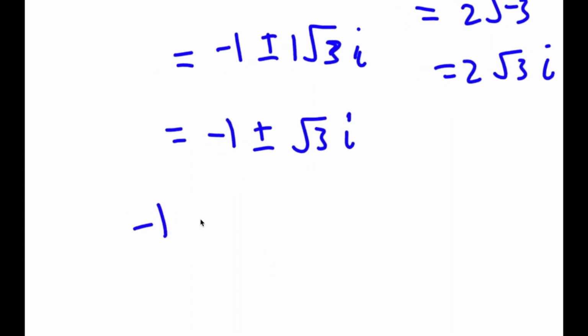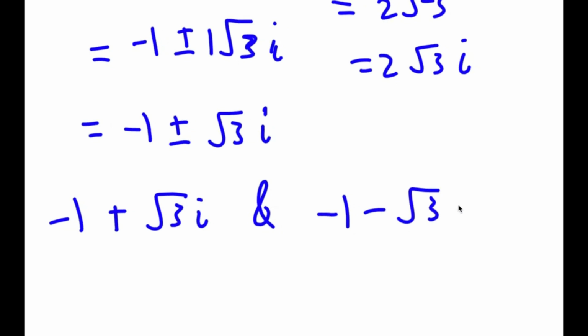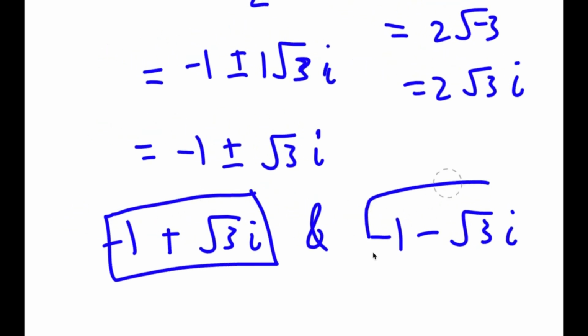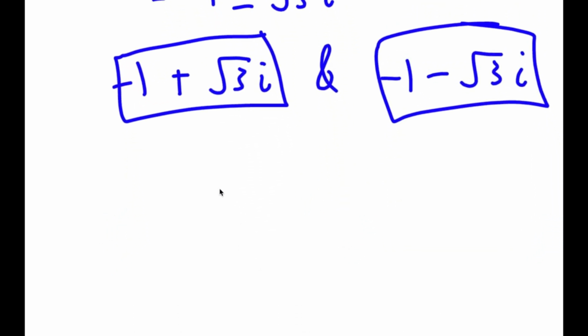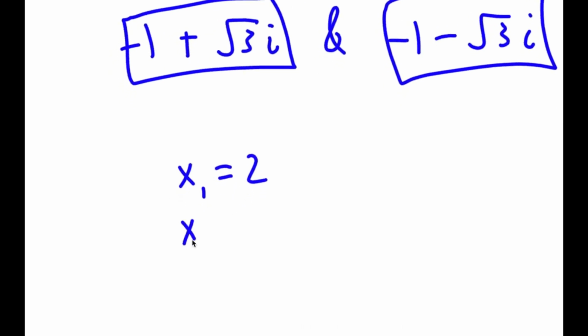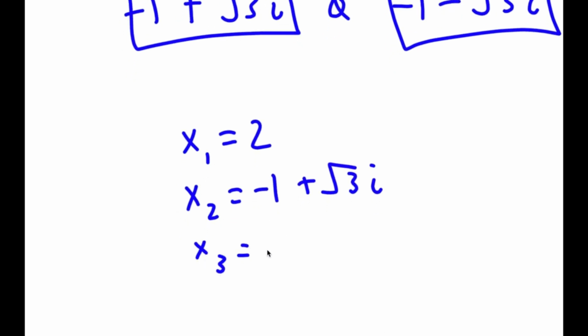I have negative 1 plus the square root of 3 i, and I have negative 1 minus the square root of 3 i. So my three solutions are 2, negative 1 plus the square root of 3 i, and negative 1 minus the square root of 3 i.